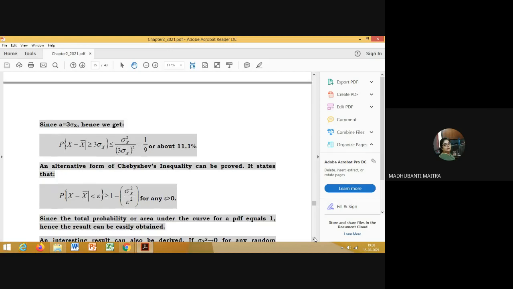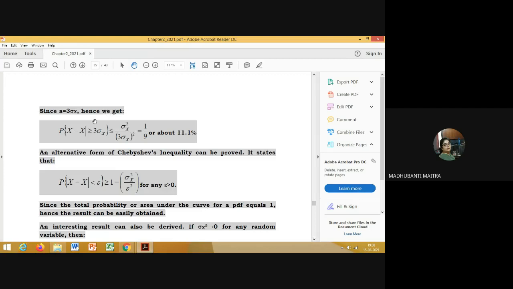Now, an alternative form of Chebyshev's inequality can be proved. It states that the deviation was greater than or equal to a, right? Now here we are using the sign that is less than. That is, this deviation will be less than a value given by epsilon. So directly from this we can derive that this probability will be greater than or equal to 1 minus sigma x square by epsilon square, for any epsilon greater than 0. Please do check whether you have understood this or not.